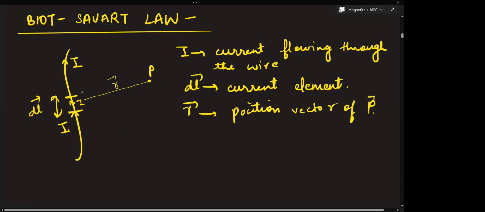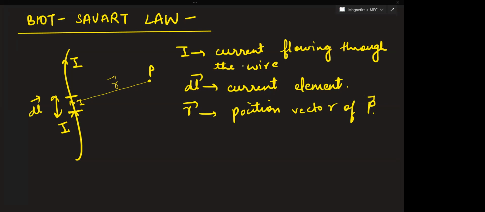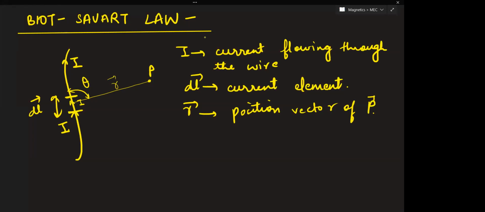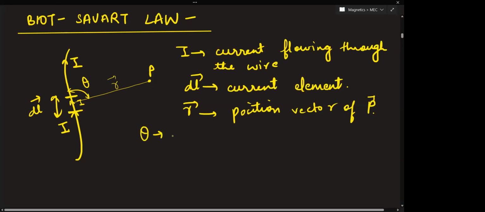One more quantity that we'll define is this angle. The angle that is formed between the current element and the position vector. This we are calling theta. So theta is the angle between dL, the current element, and r, the position vector. Now let's start with the law. All the terms we have already defined.